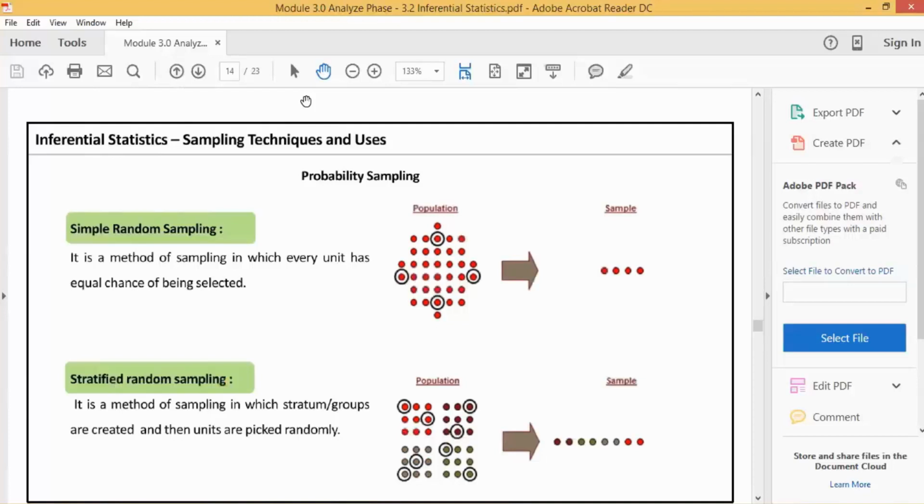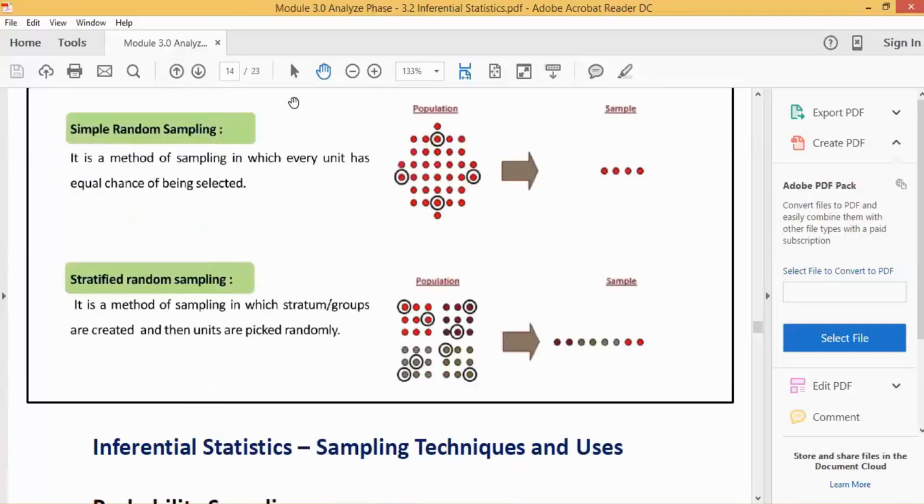What is stratified random sampling? It is a method of sampling in which random groups are created and then units are picked randomly. Okay, so small groups are created. This diagram is very self-explanatory. Anybody having doubt in this diagram? Nina? No, sir. A very self-explanatory diagram. This is a simple random. Stratified random sampling, you create groups and from the groups you pick up. That is stratified random sampling.